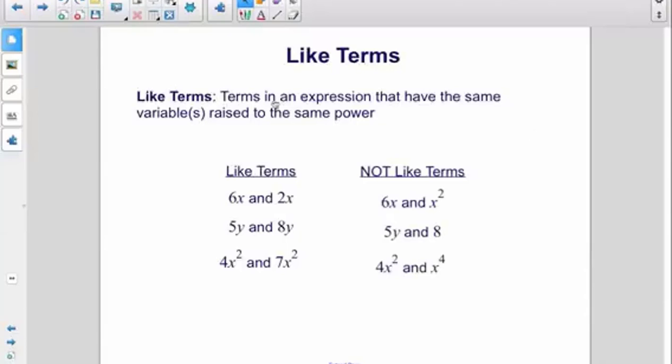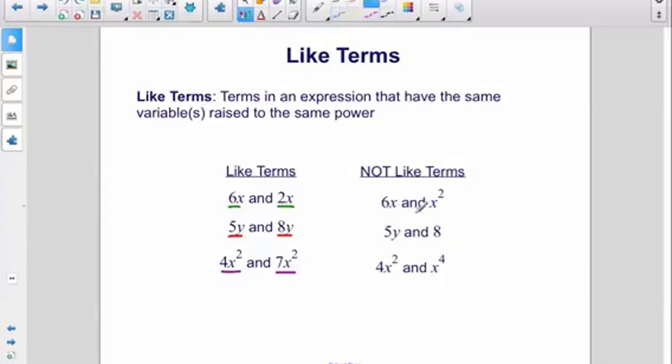Like terms are terms in an expression that have the same variable raised to the same power. So here are some examples of like terms, 6x and 2x, because they both have an x to the first power. Here we have 5y and 8y, and those both include a y to the first power, so they're like. Here we have 4x squared and 7x squared, and they're like terms because they both have x squared in them.